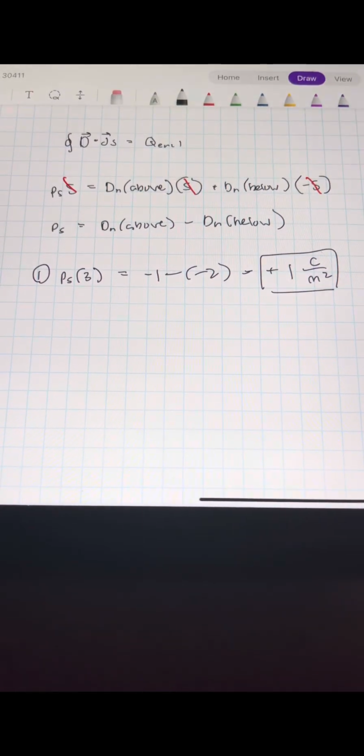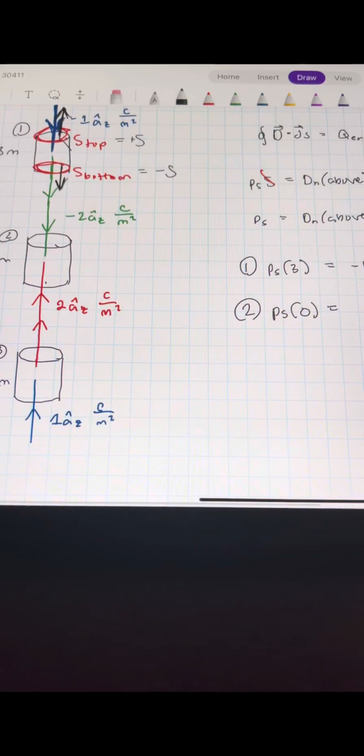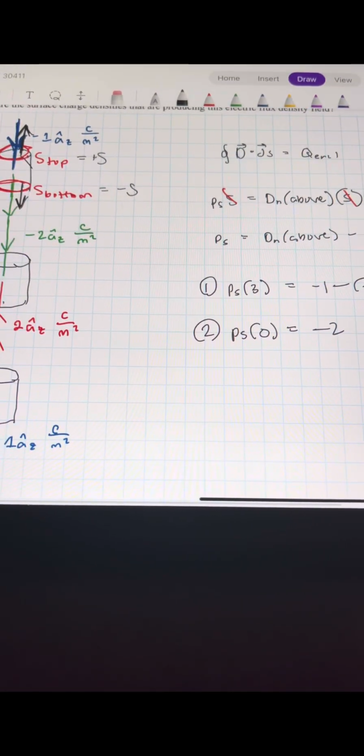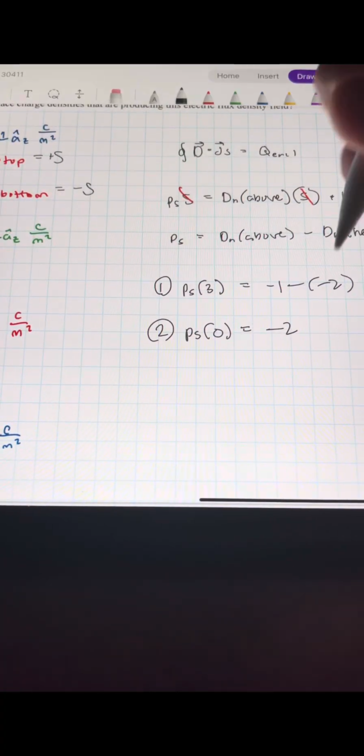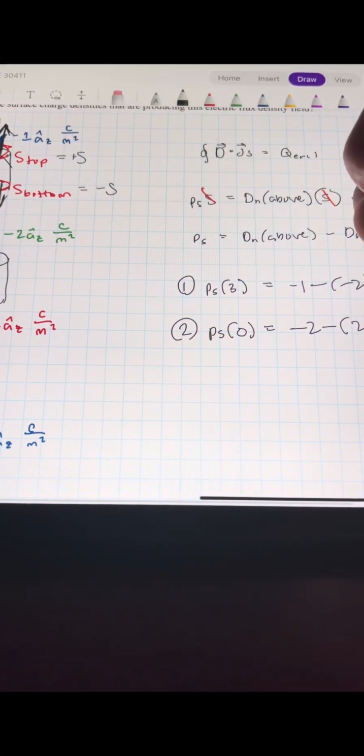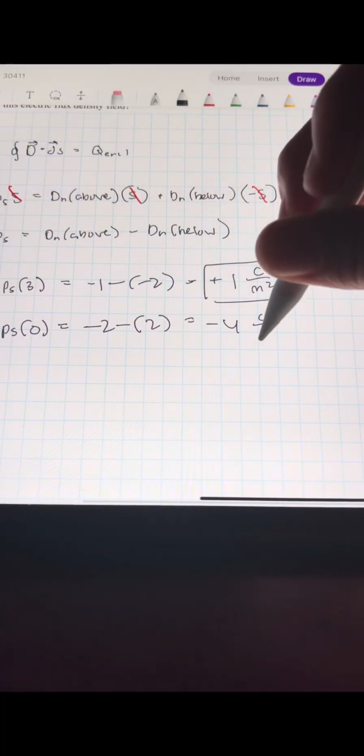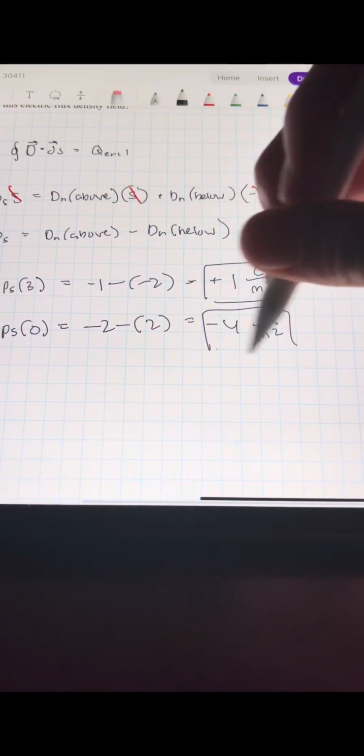So that's one of our answers. Now at z equals 0, we can go ahead and do the same process. Just above, we have the -2, and just below, we have a +2, so that's -2 minus +2, and that's -4 coulombs per meter squared. So that's our second answer.